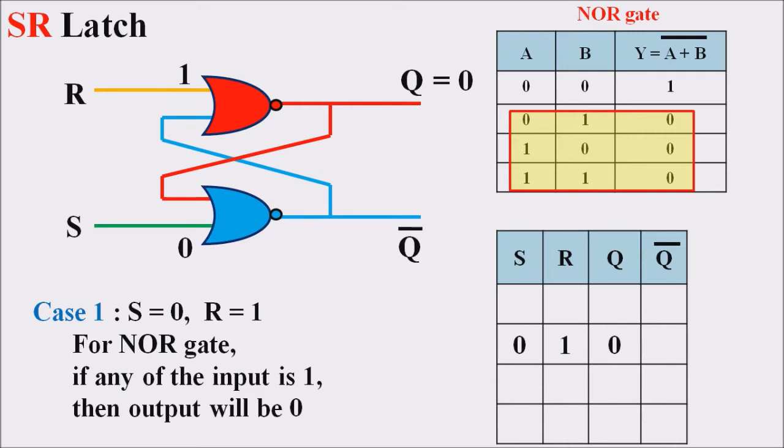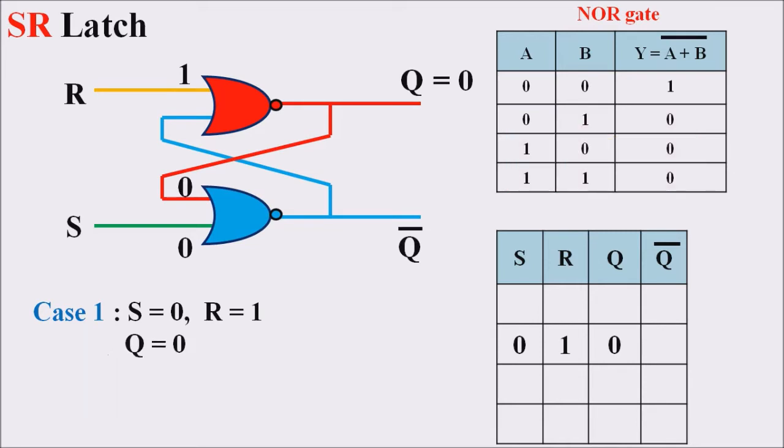So this Q value is next given as the input to the second NOR gate, that is the blue NOR gate. So this 0, the output value Q equal to 0, is given as the input of the second NOR gate. Thus, the two inputs of the second NOR gate are 0, 0. And according to the truth table of the NOR gate, 0, 0 results in 1. That is, the Q complement value is 1.